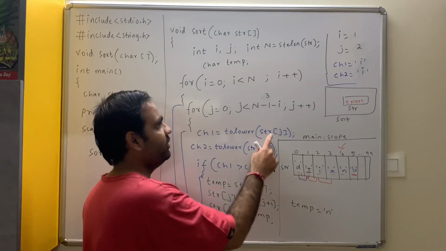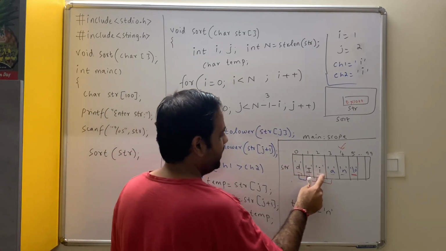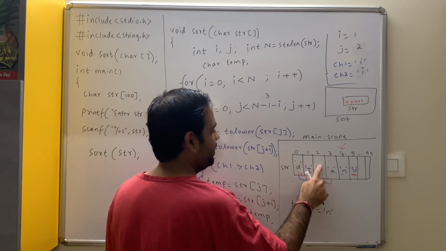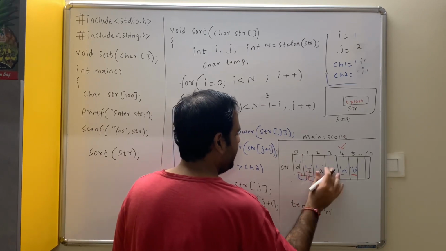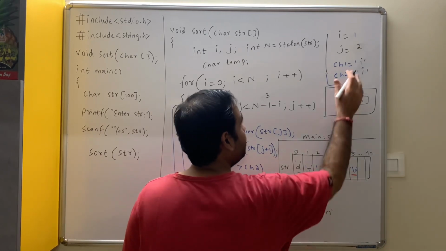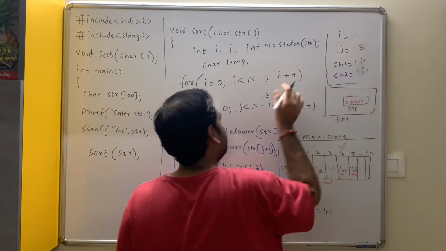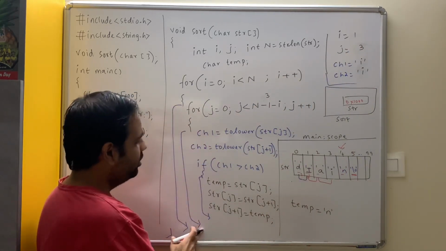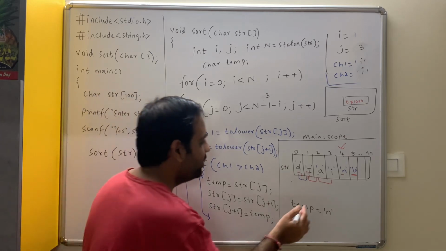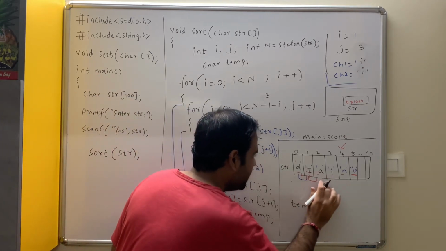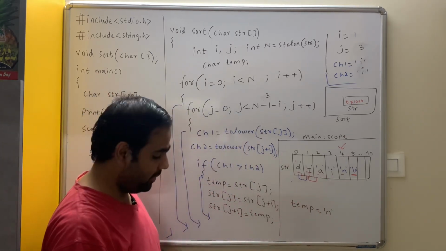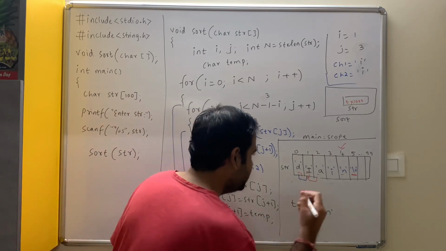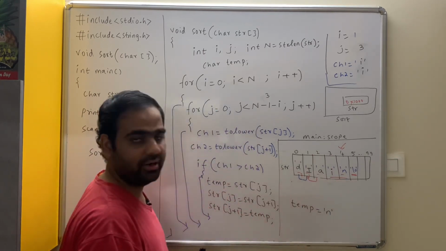tolower of str of 2. What is str of 2? It is I. tolower of str of 3 is a. Now this is a. This is i. Again you say j plus plus, j becomes 3. 3 less than 3 is false. You come out of this loop and you see that the second largest element is bubbled up, and we see that these two elements are sorted.